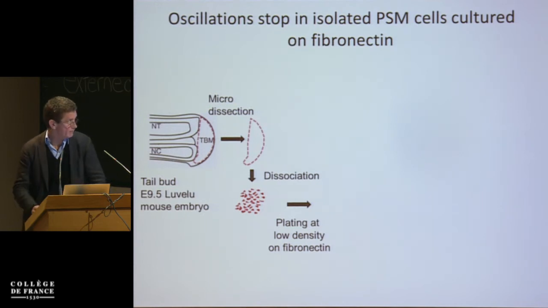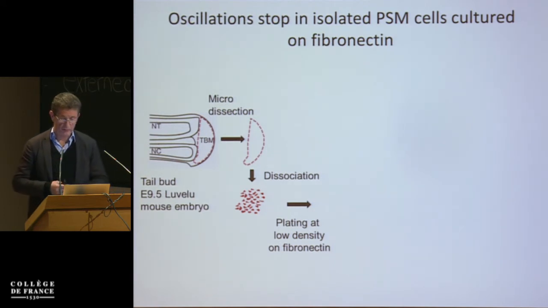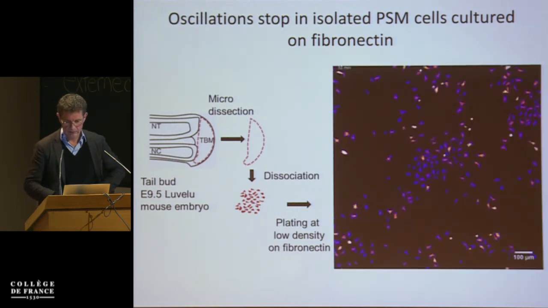So then Alexis used the system to probe a number of concepts that were proposed in the field, and an important one was the assumption that the cells of the presomitic mesoderm harbored an intrinsic oscillator. This was quite easy to test in this system. What he did was just dissect the tail buds, dissociate this to single cells, and plate this at low density on fibronectin.